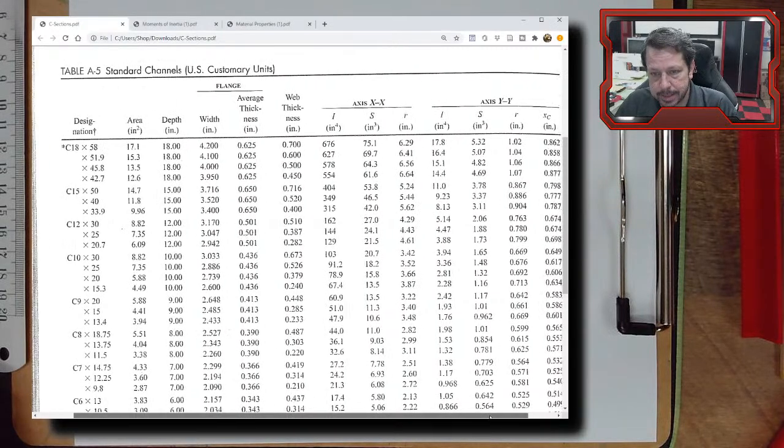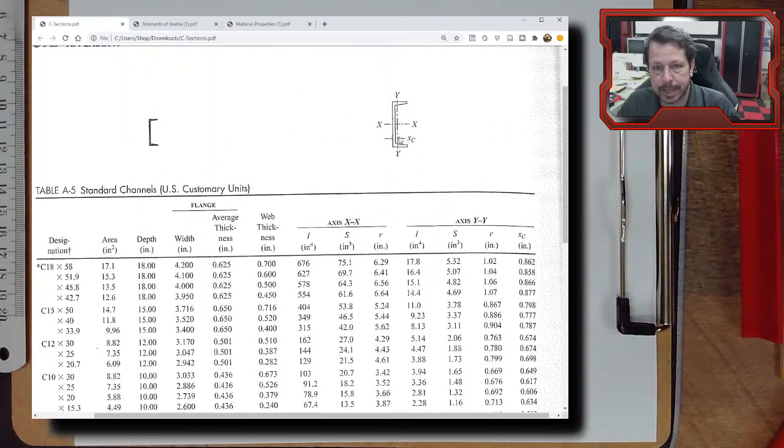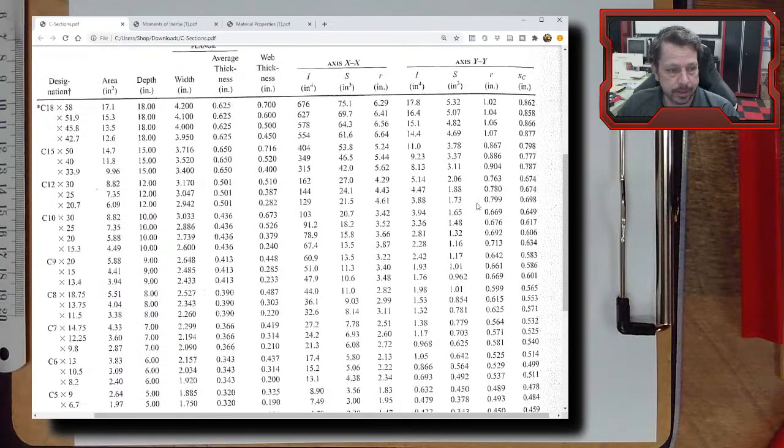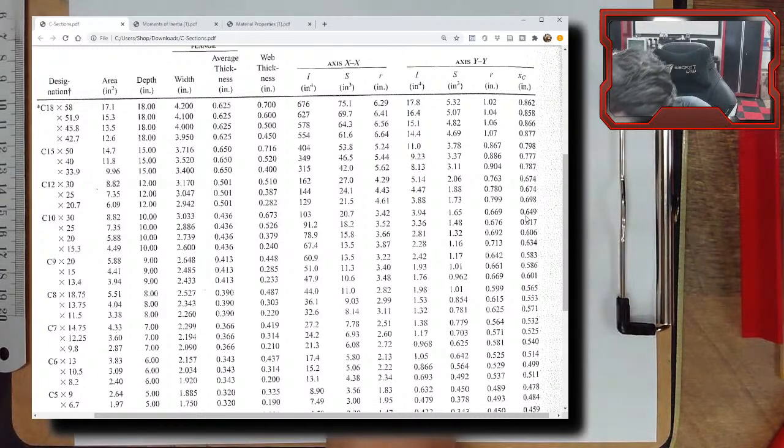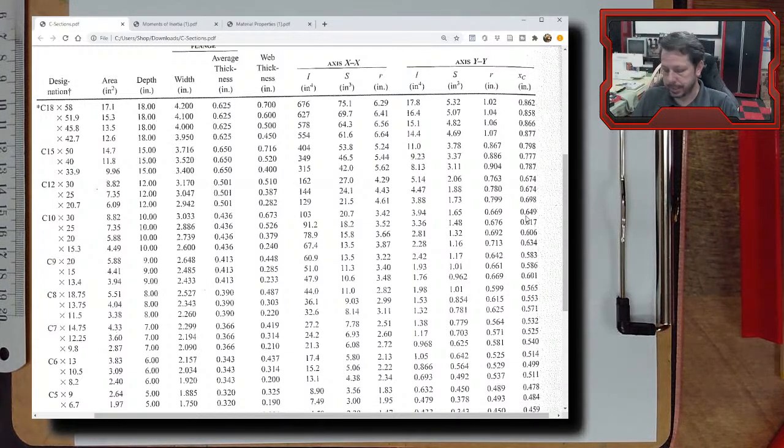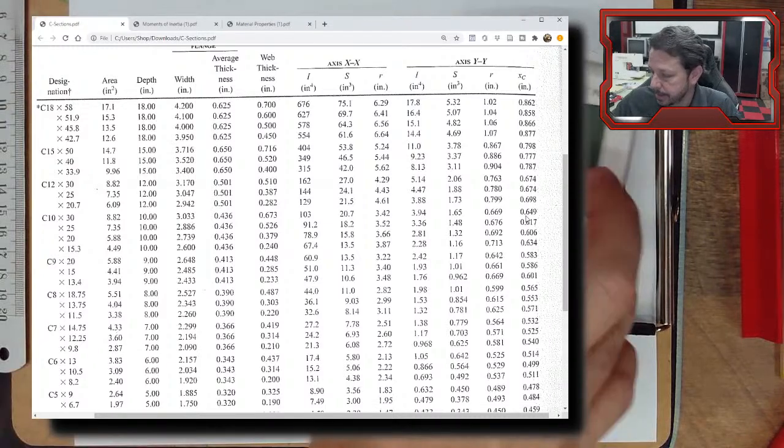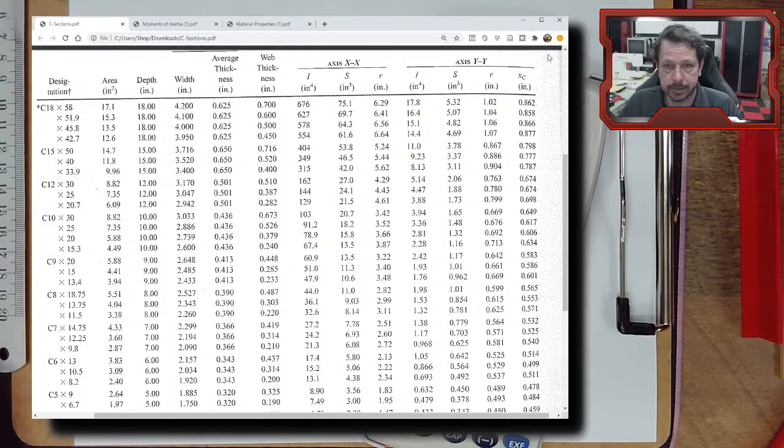I also need that distance now, and here they call it X sub C, but again, our orientation is 90 degrees from this one, so we are going to call that Y sub C, and it is, for C10 by 30, 0.649 inches. So all of this data we just get from a chart. We don't have to go and measure the channel beam or anything like that. We can just look up that piece of information.